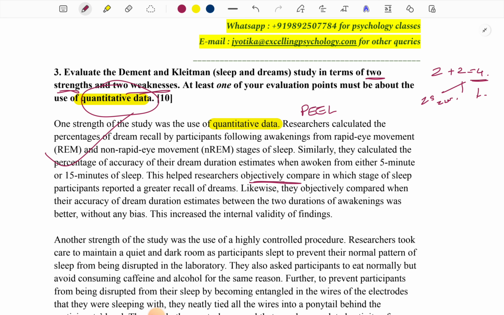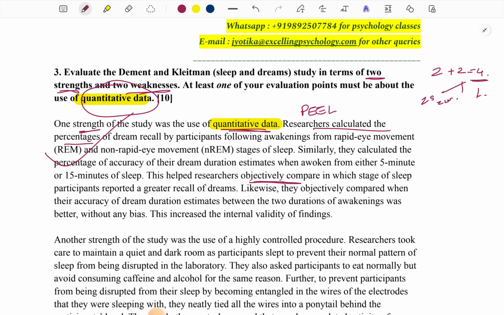So what we do in IQ format is every paragraph that we write in an evaluation answer, we write it in the IQ format. First we give a point. Giving a point means we say the strength of the study is this. So I've given: strength of the study is quantitative data. Next we give evidence. Evidence meaning why are we saying that it's quantitative data? What's the proof?